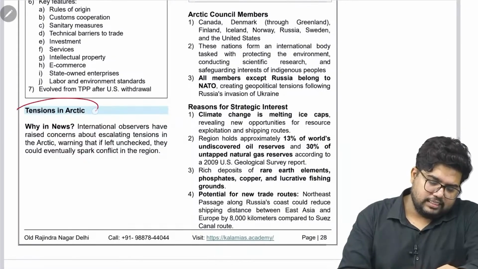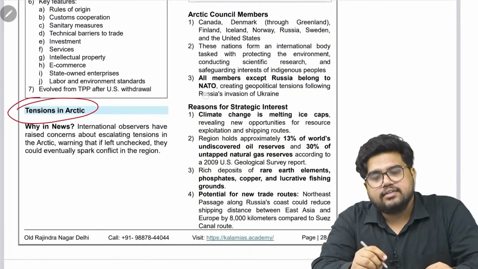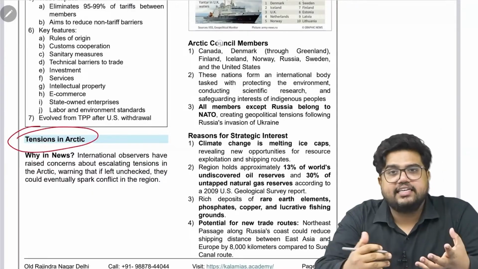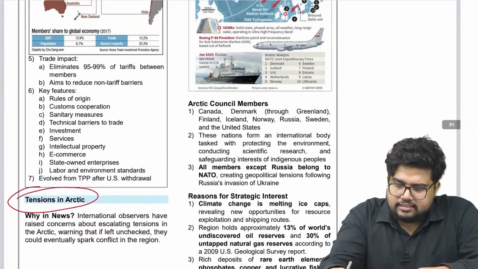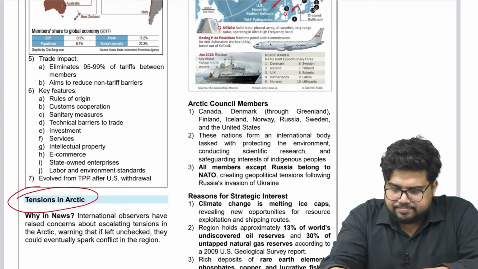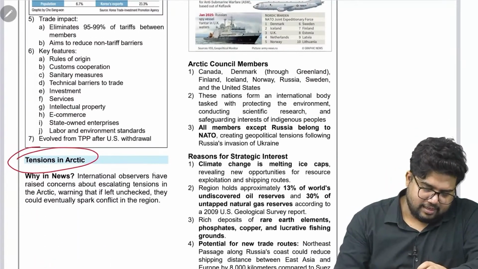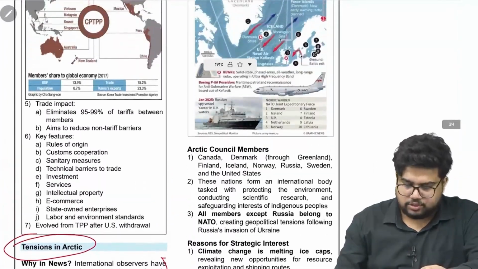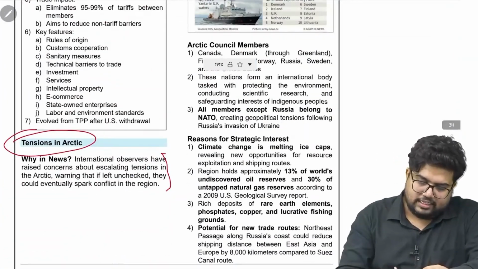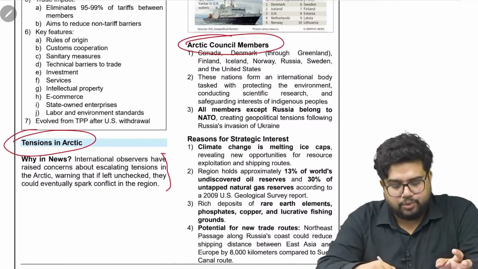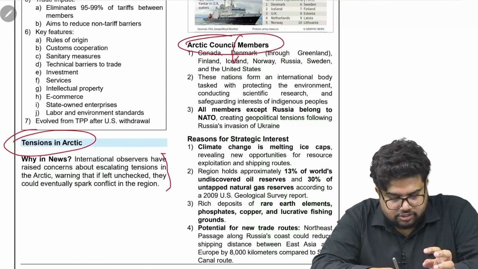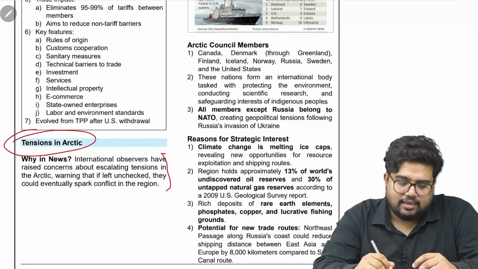Now one topic that is actively in the news is tensions in the Arctic. What is happening in the Arctic? Again, this is of quite interest. Now what is the Arctic, and what is happening here, the news is provided here. What is the Arctic Council? That is the governing body in the Arctic. For prelims facts, it consists of Canada, Denmark.